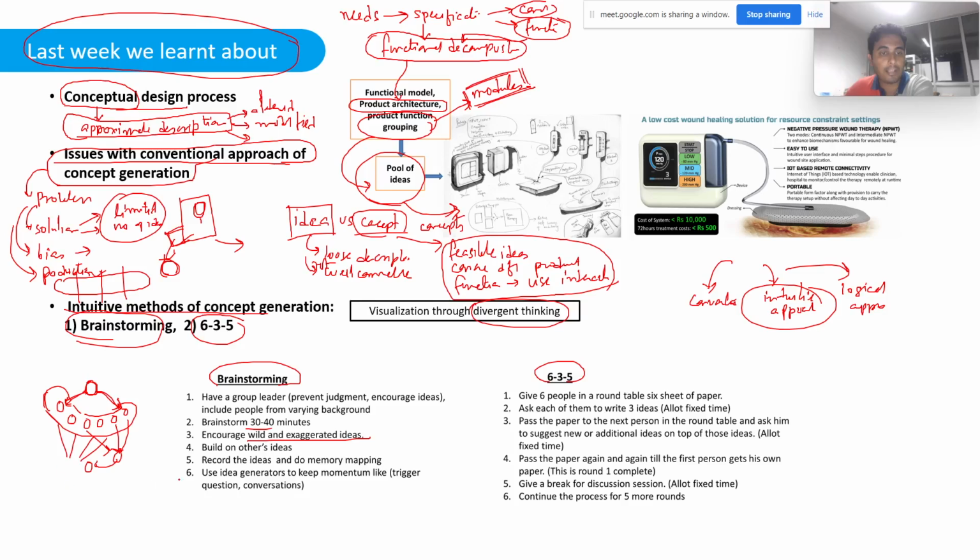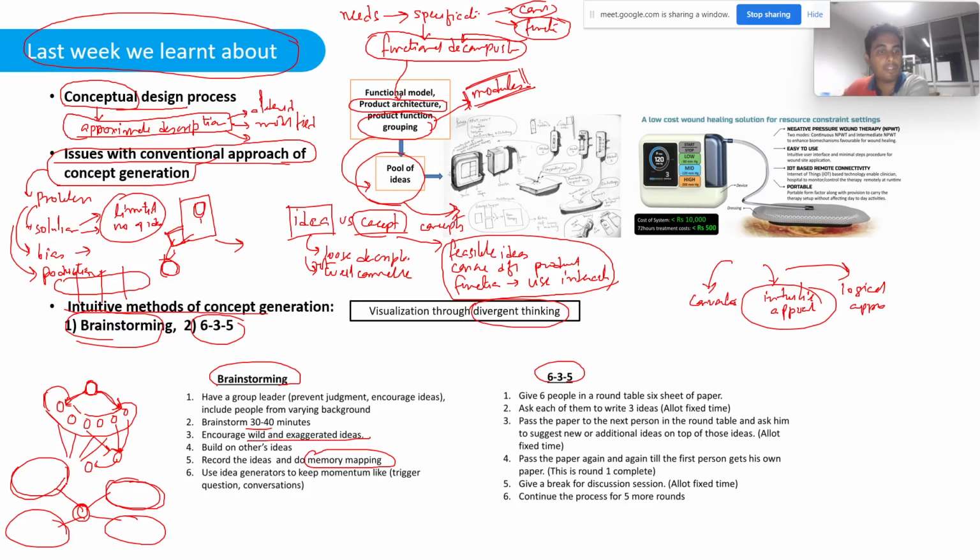Then he tries to generate some sort of memory map. A memory map is basically nothing but trying to categorize and group various ideas, and to see where a particular solution space lies.